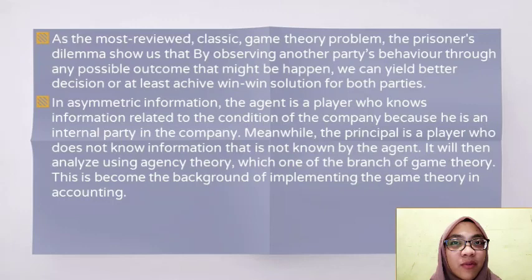In asymmetric information, the agent is a player who knows information related to the condition of the company because he is an internal party in the company. Meanwhile, the principal is a player who doesn't know information that is known by the agent. It will then be analyzed using agency theory, which is one of the branches of game theory. This has become the background of implementing game theory in accounting.